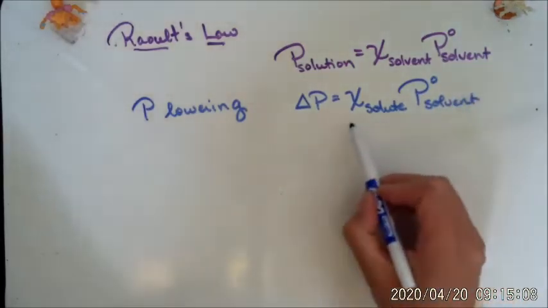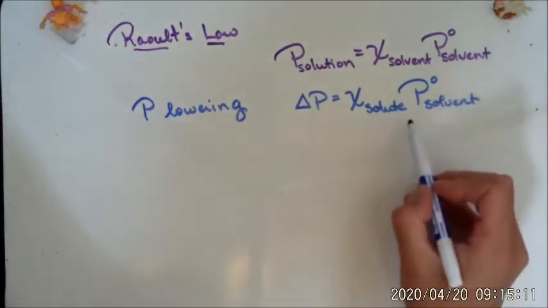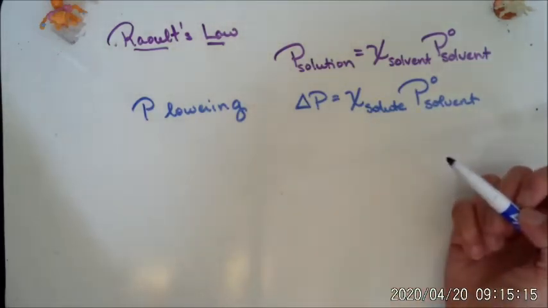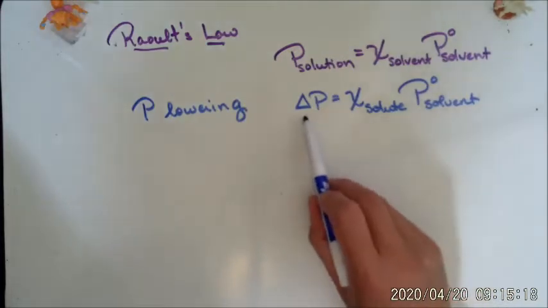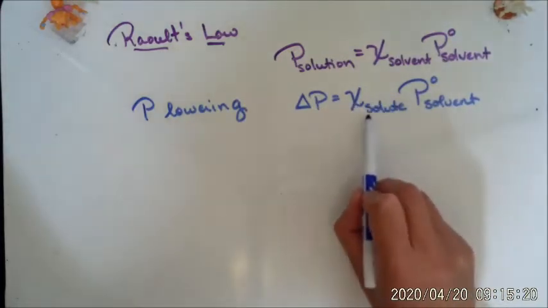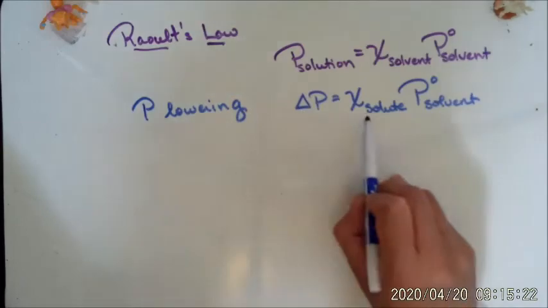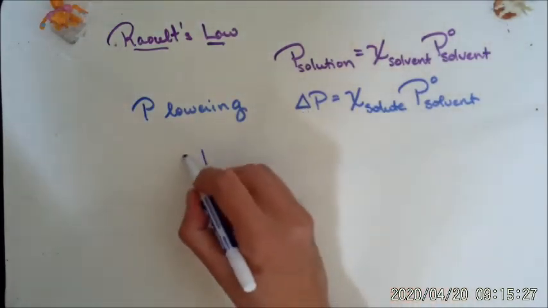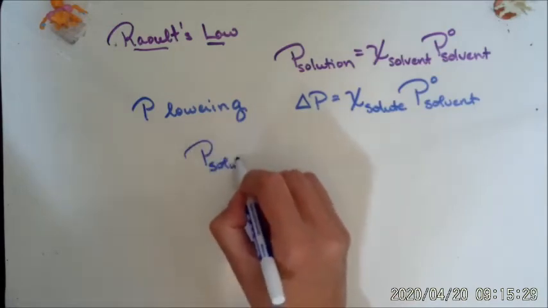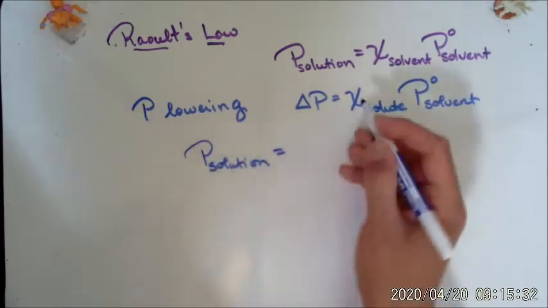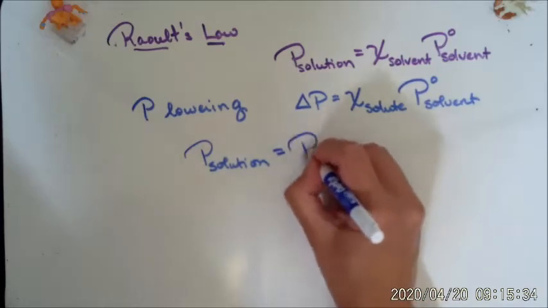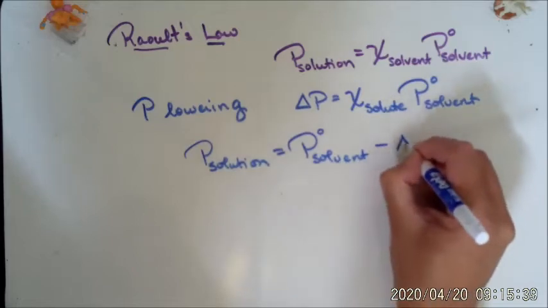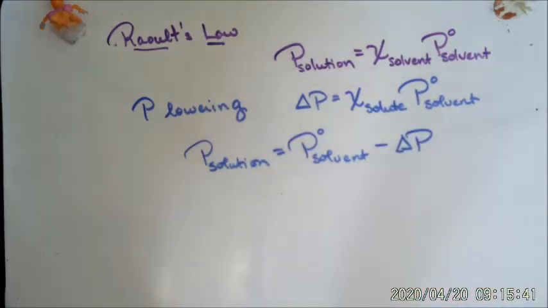Okay, so why is that? Because if I have solute in there, then that's not going to go into vapor state. So the change is how much. If I have a lot of solute, then a large change in vapor pressure. Very small amount of solute and a small change. So the pressure of my solution is equal to the pressure of my solvent minus the change in pressure.